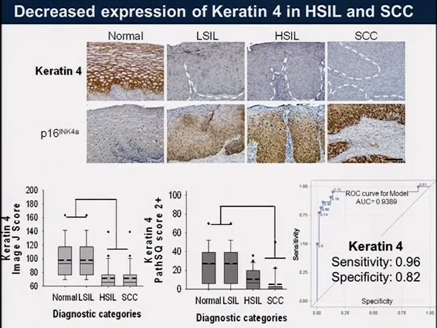Then we performed the ROC curve analysis. And what we have here is that the area under the curve was 93%. Keratin 4 gave us a sensitivity of 96% and a specificity of 82%, comparing HiCIL and SCC versus normal and LCIL.